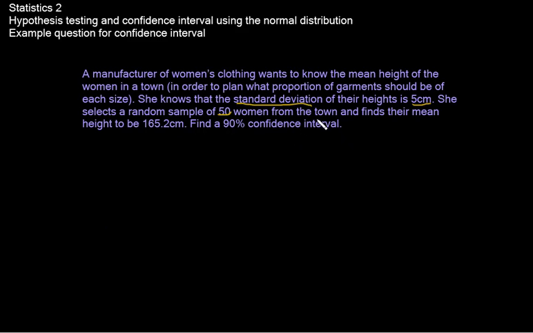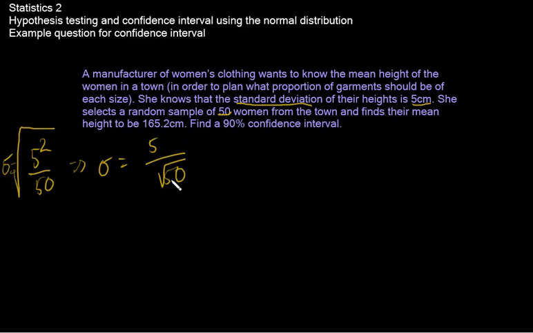Right, so we have the standard deviation. Now we need to know the new standard deviation. The variance would be 5 squared over 50, so the standard deviation is equal to 5 over root 50. This is our new standard deviation, and the mean is 165.2. Now, a 90% confidence interval.